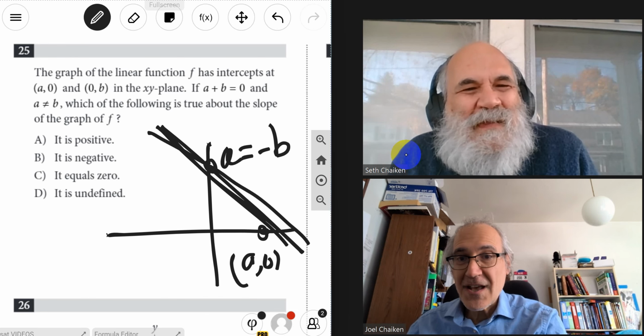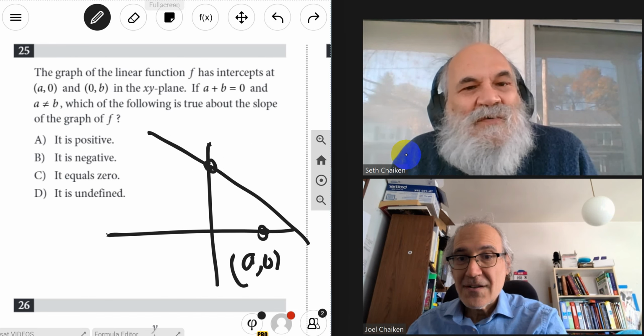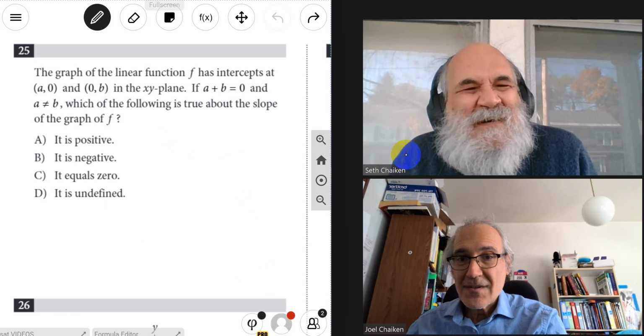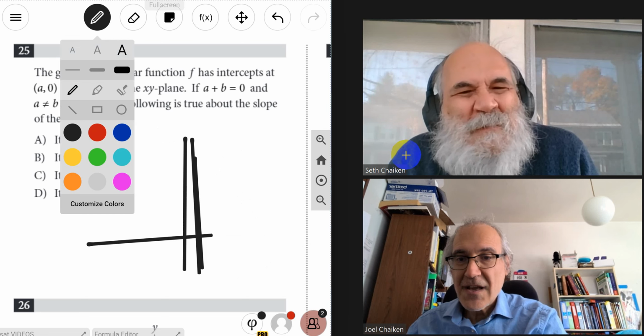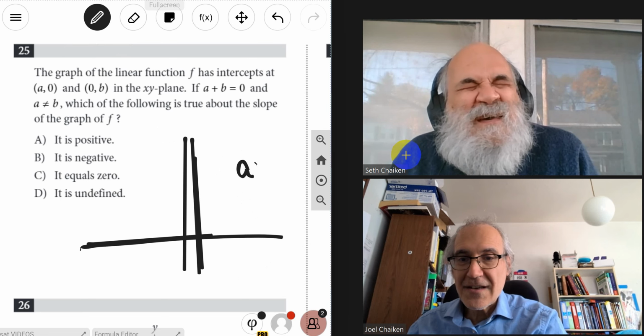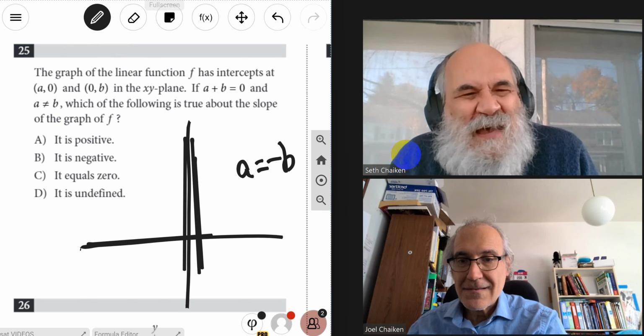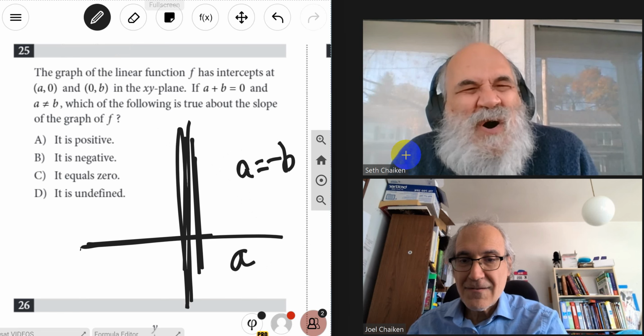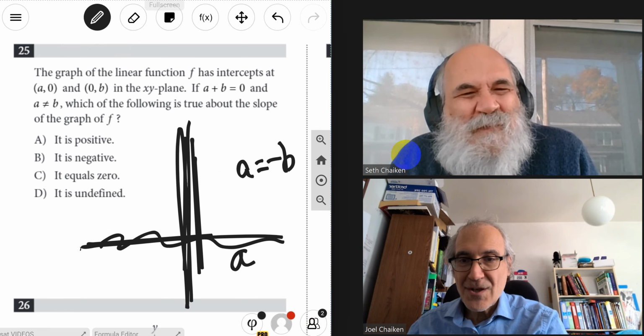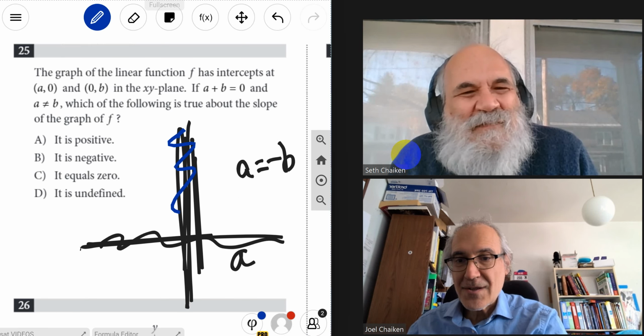A is equal to negative b. So a plus b equals 0 means that a equals negative b. Right, exactly. So let's just leave it. A is the x-intercept, and (0, b) is the y-intercept. This is the a thing, and this is the b thing.